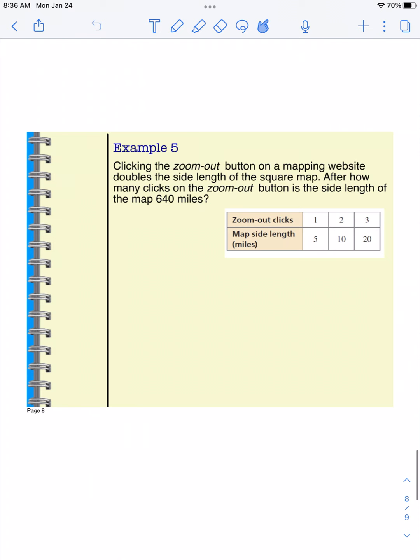All right, last example. Clicking the zoom out button on a mapping website doubles the side length of the square map. After how many clicks on the zoom out button is the side length of the map 640 miles? All right, so we're writing an equation. Remember, our geometric sequence is the nth term equals the first term times the common ratio to the power of n minus 1. A couple of pieces of information I can get from this table. The first term is 5. And it looks like the common ratio is 2.